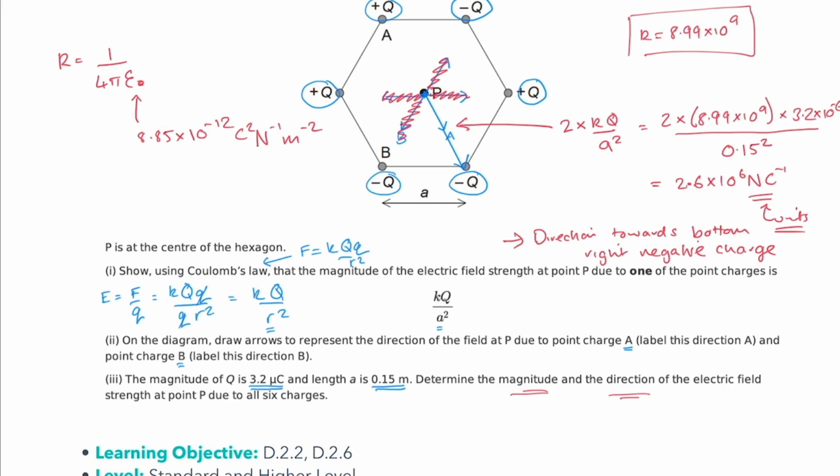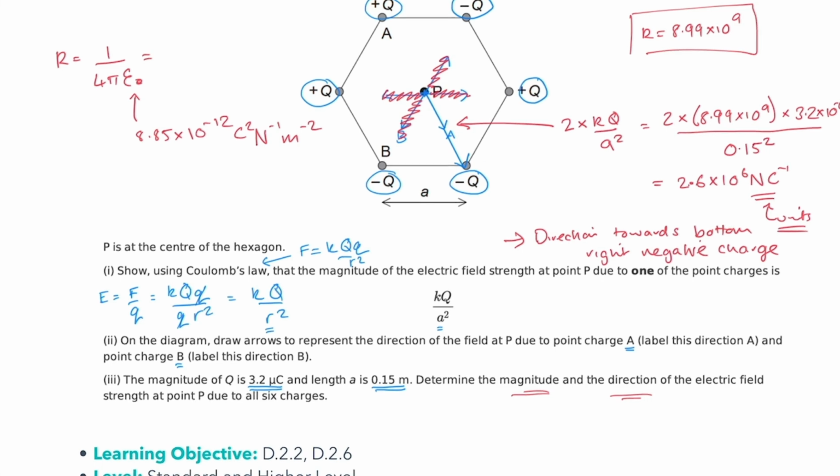If we pop all those numbers in, then what we get is 8.99 times 10 to the 9. So instead of writing this whole equation with 1 over 4 pi epsilon naught on it, we just use the constant K, and it's easier for us to remember that K is equal to 8.99 times 10 to the 9.